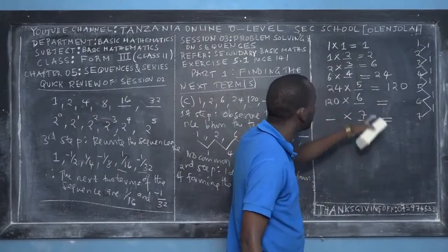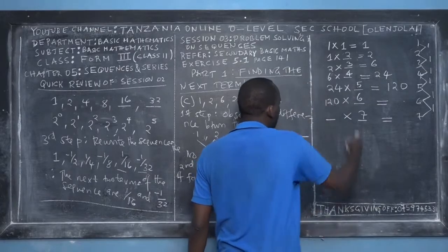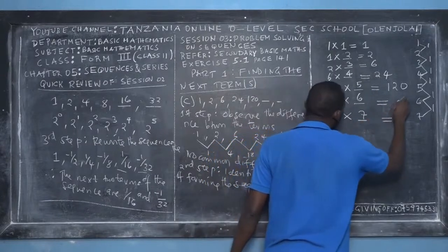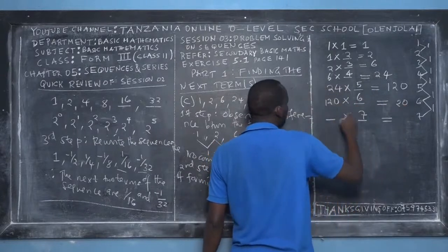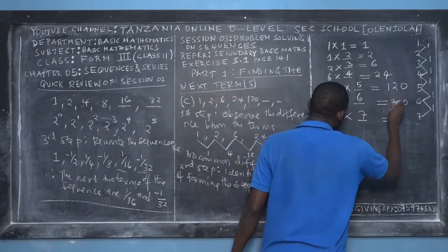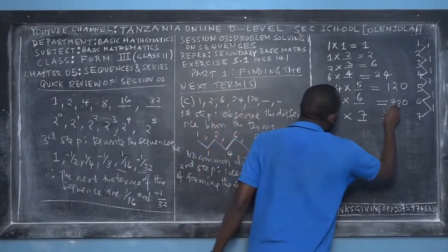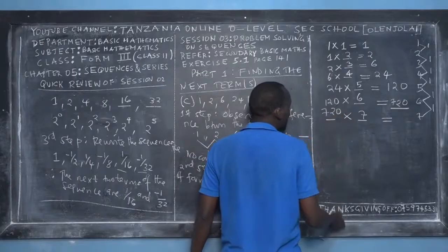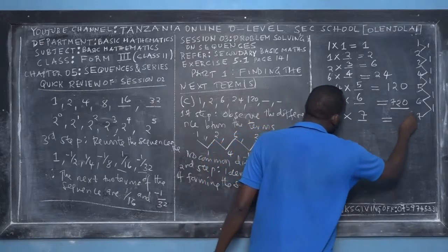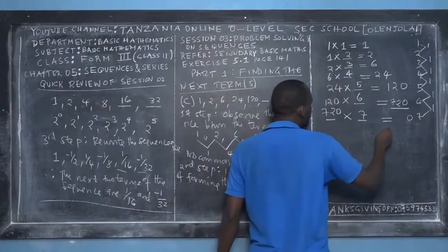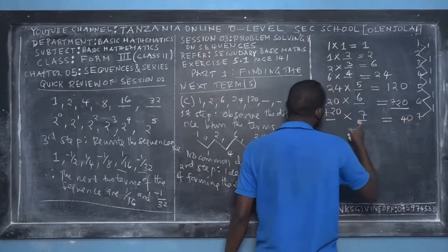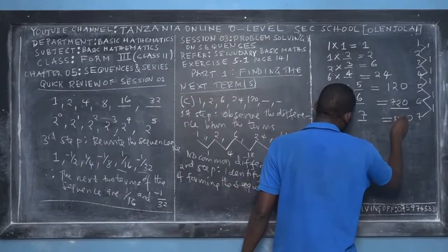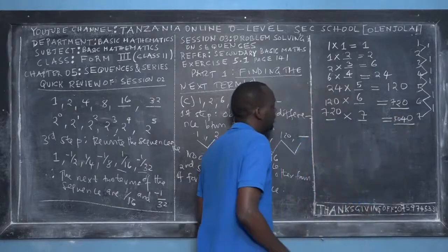So 120 times 6. 6 times 0 is 0. Then 6 times 2 is 12. You keep 1. 6 times 1 is 6. So you have 720. So this is the fifth step. Then we take 720 and multiply with 7. 7 times 0 is what? 0. 7 times 2 is equal to what? 14. We keep 1. 7 times 7 is 49, plus 1 is 50. So this is the result.